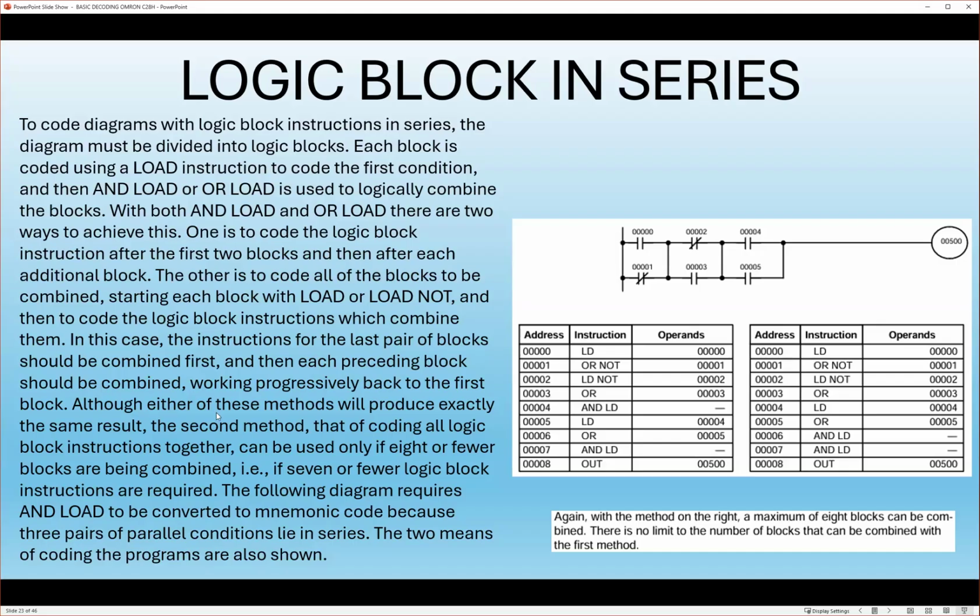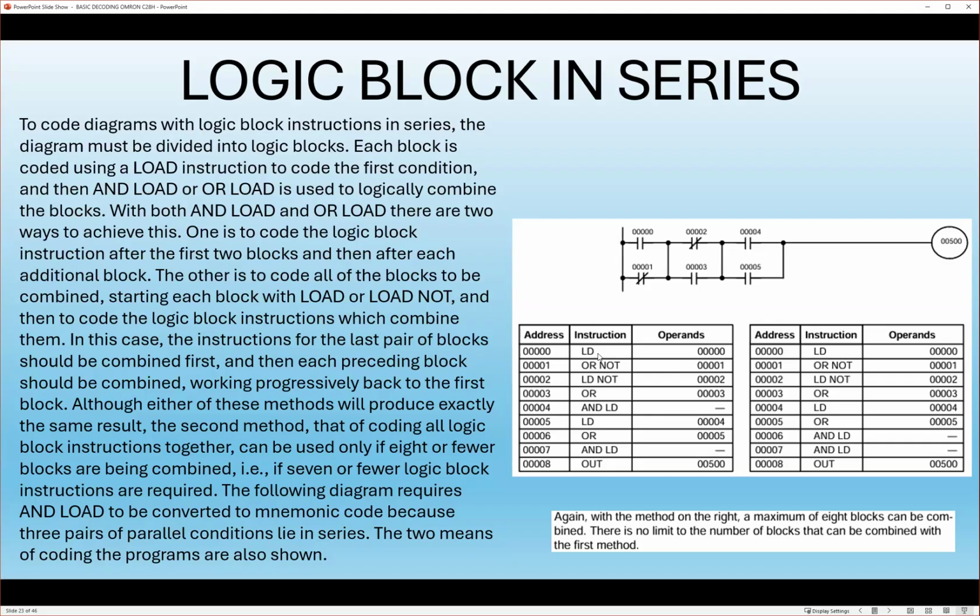Although either of these methods will produce exactly the same result, the second method, that of coding all logic block instructions together, can be used only if 8 or fewer blocks are being combined, i.e. if 7 or fewer block instructions are required. The following diagram requires AND load to be converted to mnemonic code because 3 pairs of parallel conditions lie in series. The 2 means of coding the programs are also shown. So this is showing the 2 different ways we could achieve the same result.